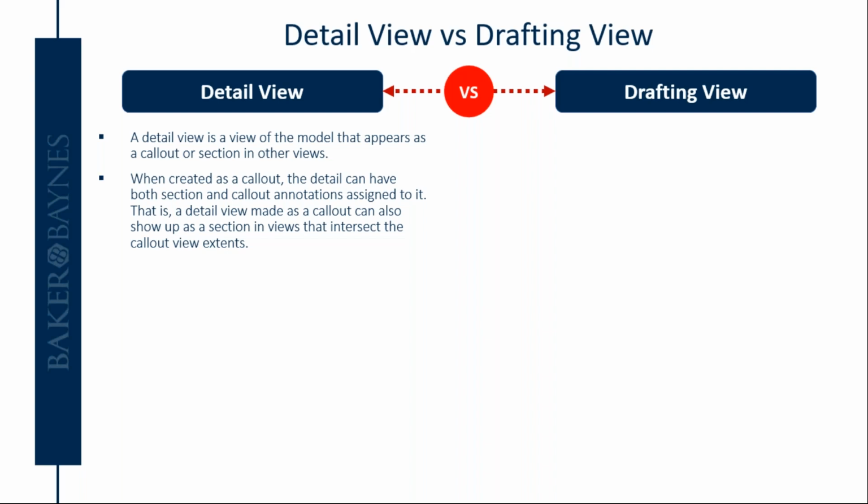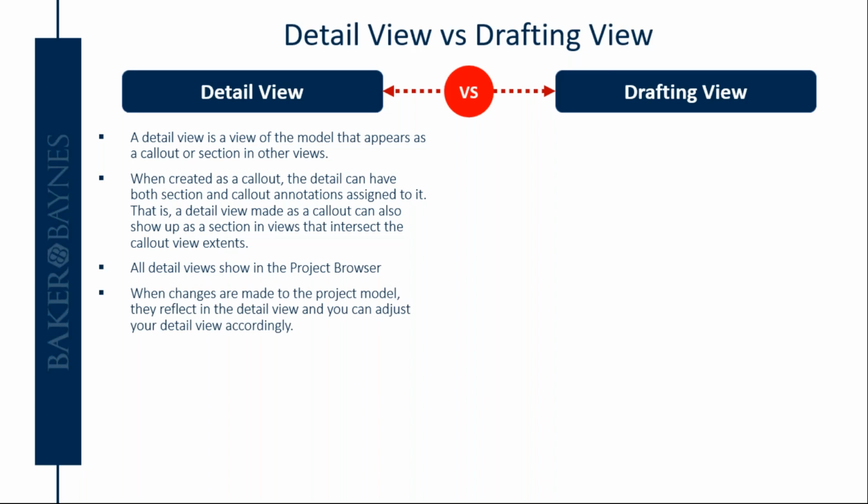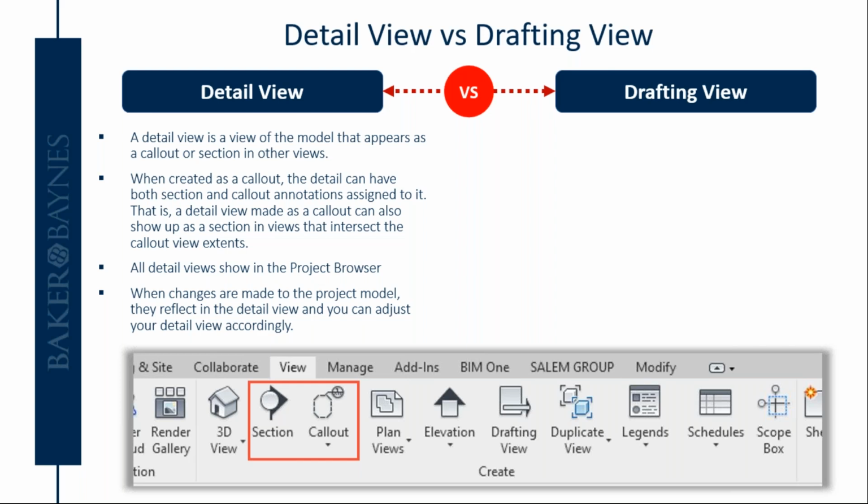So it will show up in all of the sections, and you can also then reference it in various locations, especially with the typical detail. And all of the detail views you can find in your project browser. And if you make a change in the project model, you can just adjust the detail view accordingly. So these two tabs under the view tab, section and callout, is where you do your detail views.